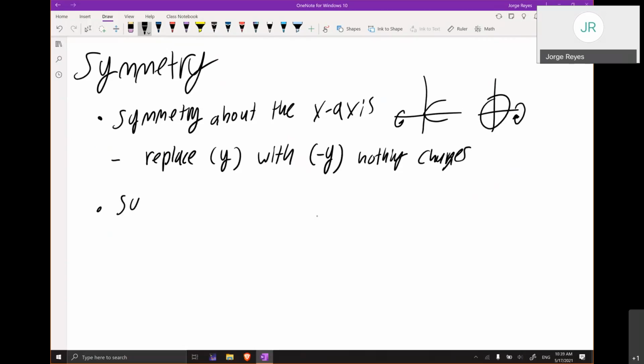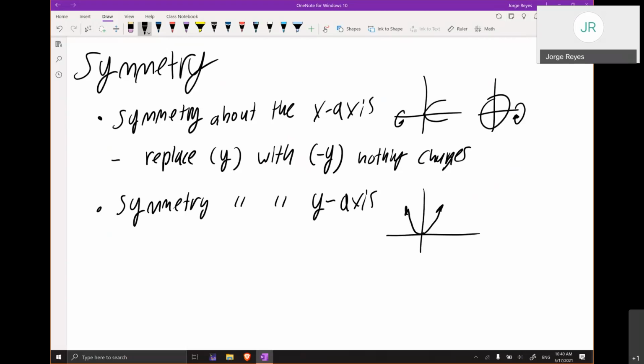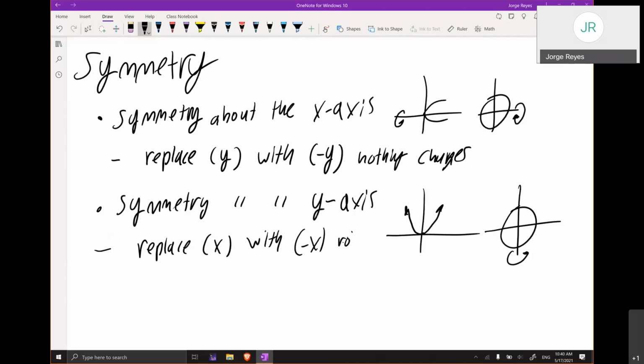Now the other one is very similar. We have symmetry about the y-axis, and we already saw something that does this: the parabola. Parabola, y-axis symmetric. Circle, technically also y-axis symmetric. The circle is just like every kind of symmetric. Here, we can replace x with negative x, and nothing changes.